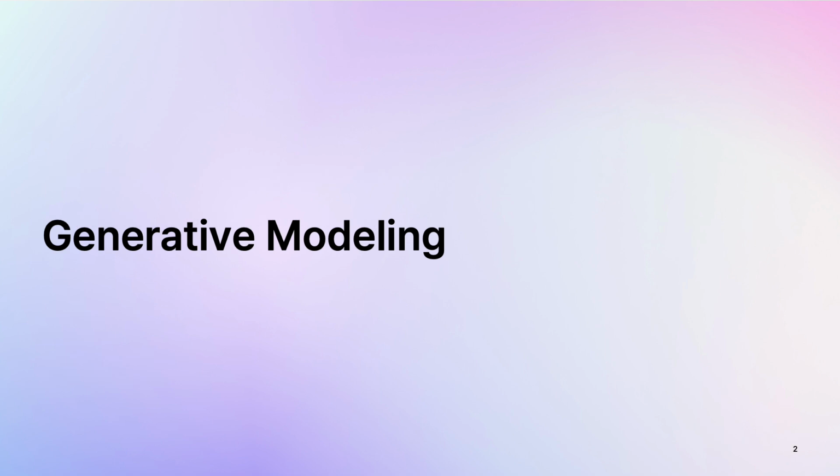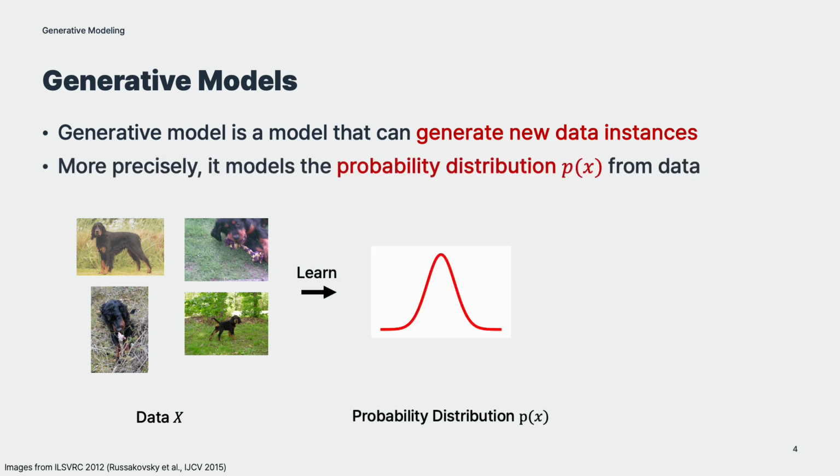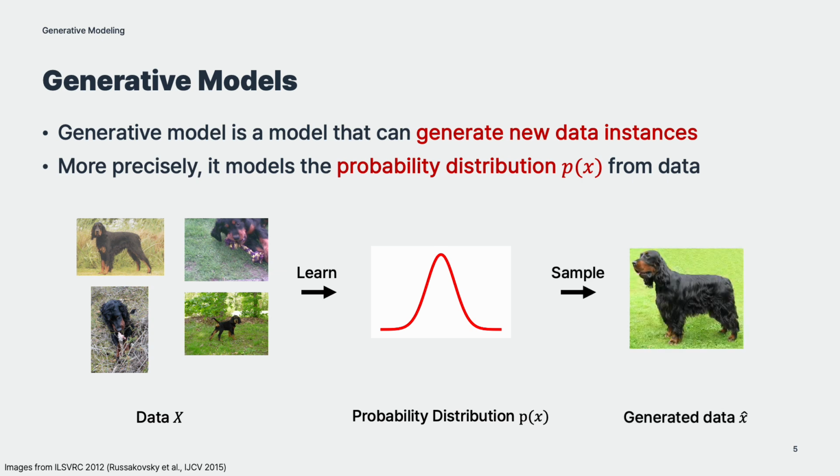So first, let's talk about what generative modeling is. A generative model is a model that can generate new data instances. To generate this, we need to model the probability distribution P of x, which is basically a marginal distribution from the data. If we can model P of x, we can generate new data by sampling from the distribution.